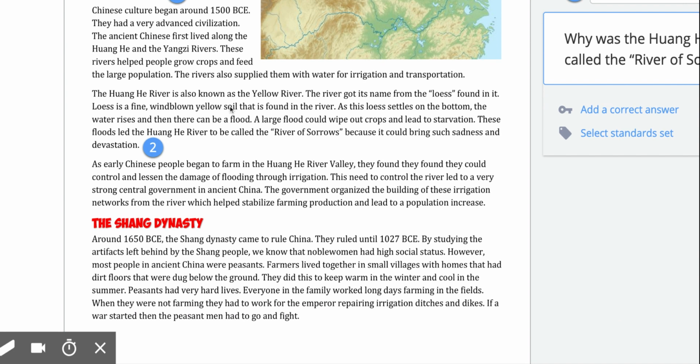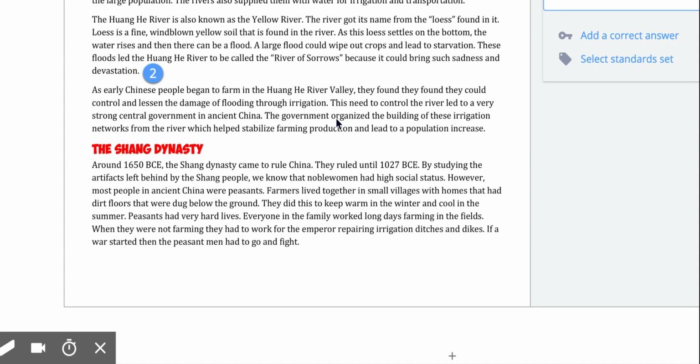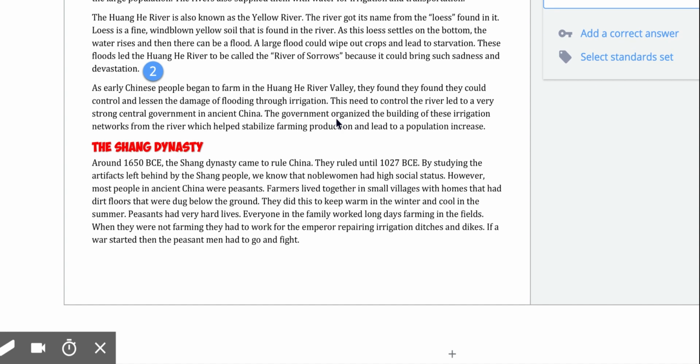As early Chinese people began to farm in the Huanghe River Valley, they found they could control and lessen the damage of flooding through irrigation. This need to control the river led to a very strong central government in ancient China. The government organized the building of these irrigation networks from the river, which helped stabilize farming production and led to a population increase.